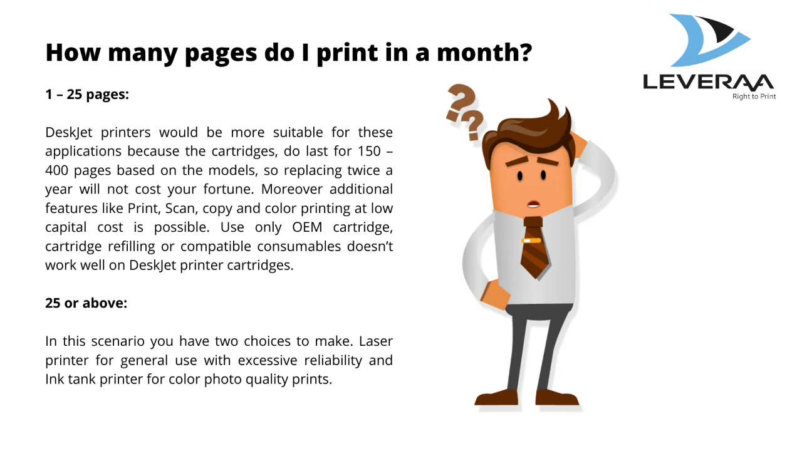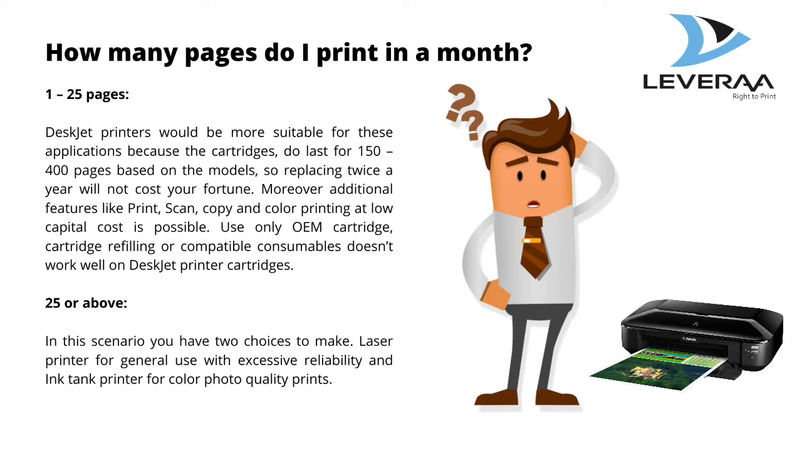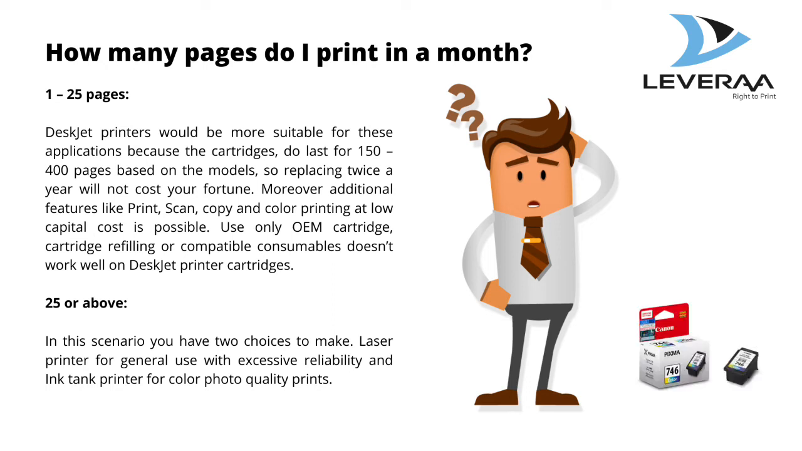If you print around 1 to 25 pages per month, DeskJet printers would be more suitable for these applications. The consumables, called inkjet cartridges, last for 150 to 400 pages based on the model, so replacing them once or twice a year will not cost you a fortune. Moreover, additional features like print, scan, copy and color printing at low capital cost are possible. Use only OEM cartridges for these particular printers, because cartridge refilling or compatible consumables don't work well on DeskJet printers.